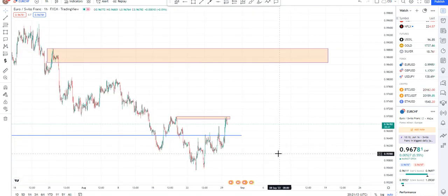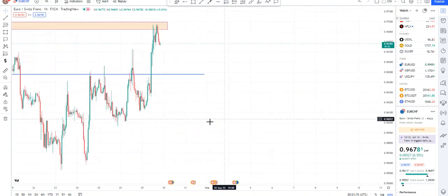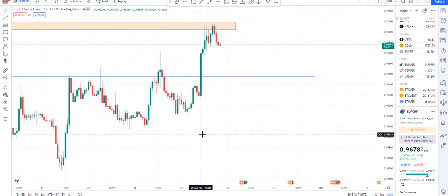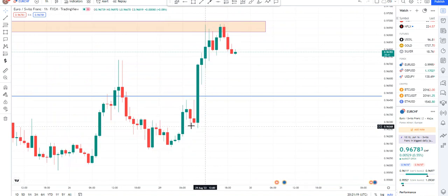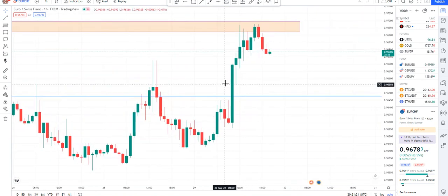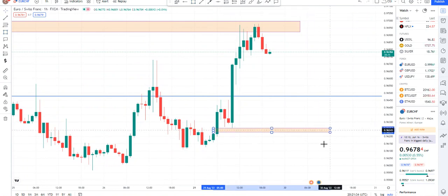But if not, we want to know if the downtrend will continue. So we'll zoom in here. We have an imbalance. Does it mitigate this area? It doesn't mitigate, so that means there's still a tiny imbalance down here as well. I can call it a fair value gap down there.